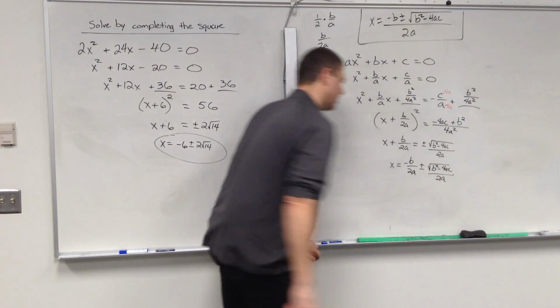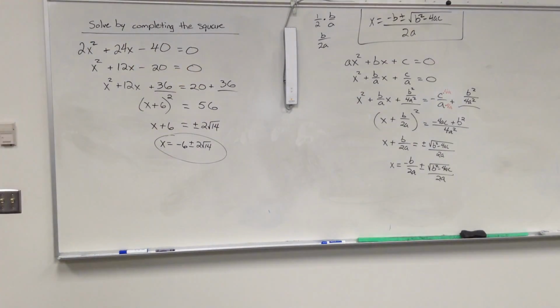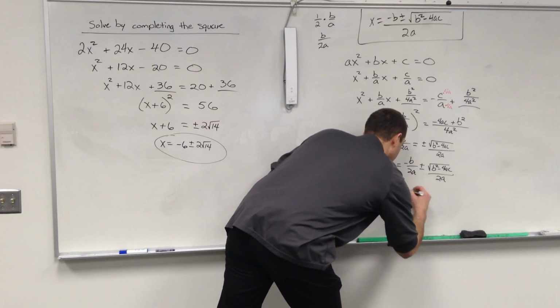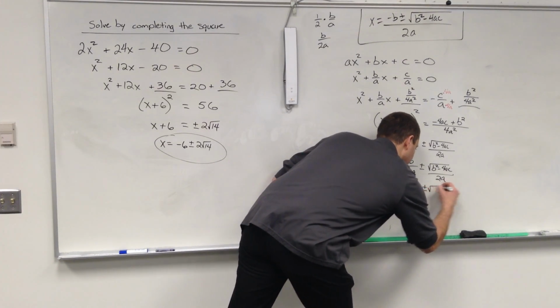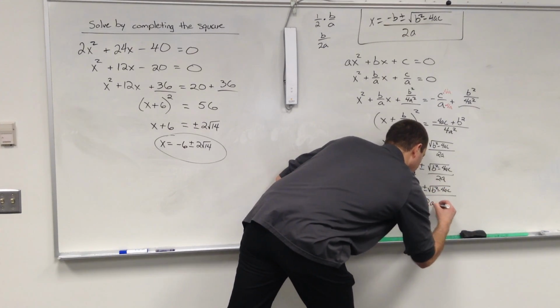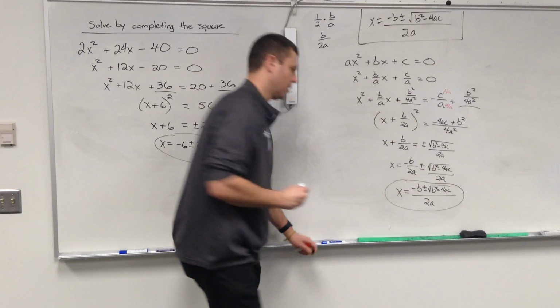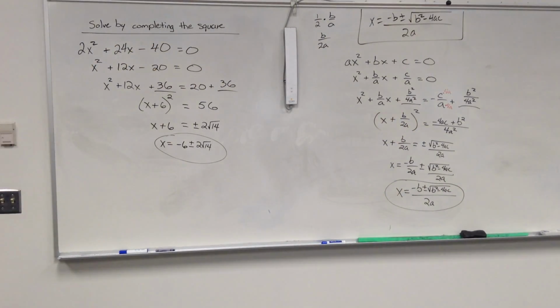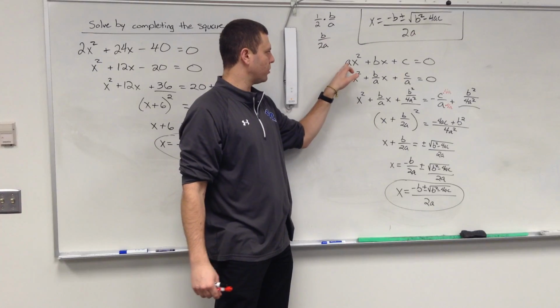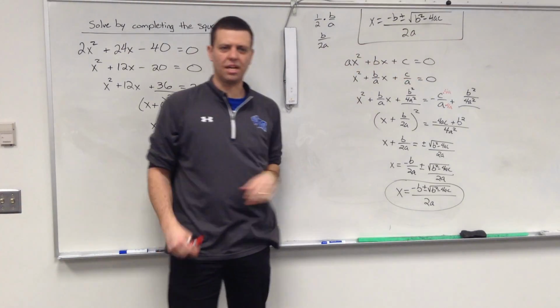which you'll notice they have the same denominator, so I could write them as one fraction, negative b plus or minus the square root b squared minus 4ac all over 2a. We have just derived the quadratic formula. So now we know that this formula will work for any real numbers a, b, and c in a quadratic formula.